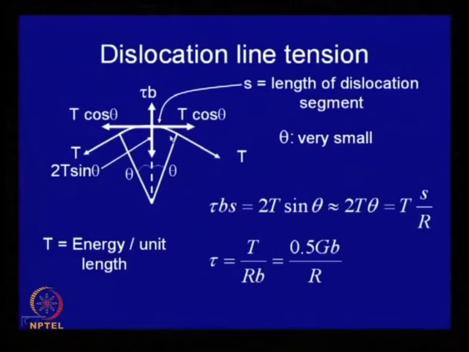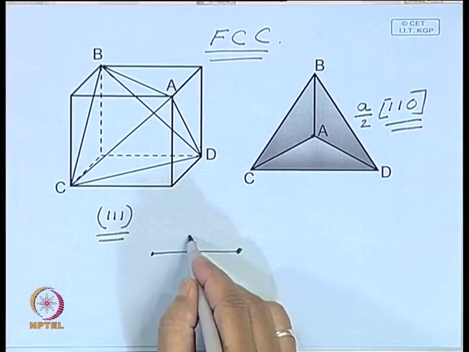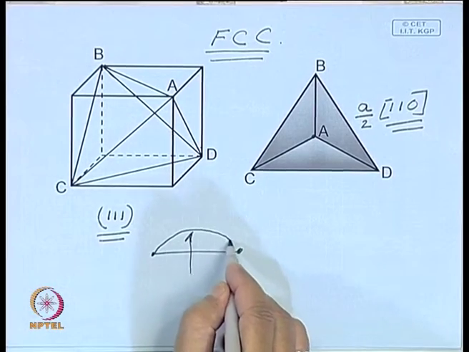And which is shown over here, we know that dislocation has an energy associated with it. We can visualize this as a vibrating spring kind of thing. If you have an elastic string and you are pulling it, you can visualize dislocation to be a similar line, a line on which you are applying a tension. Now, if you apply a stress on this string, then it will try to bend like this.